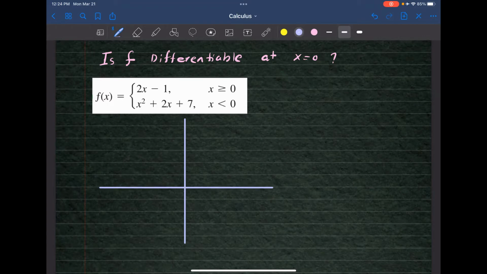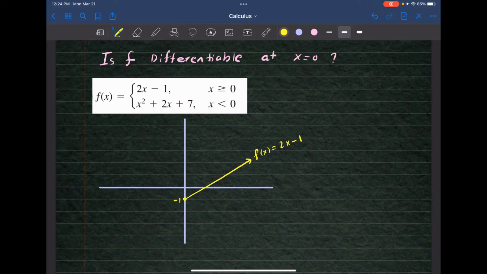So this is a nice piecewise function we're looking at. f is 2x minus 1 when x is greater than or equal to 0. So plug in 0, you would get 2 times 0 minus 1, that's negative 1. So when x is 0, you are at negative 1 right here. And it's a line going upward like that. So that is f of x equals 2x minus 1, roughly sketched.